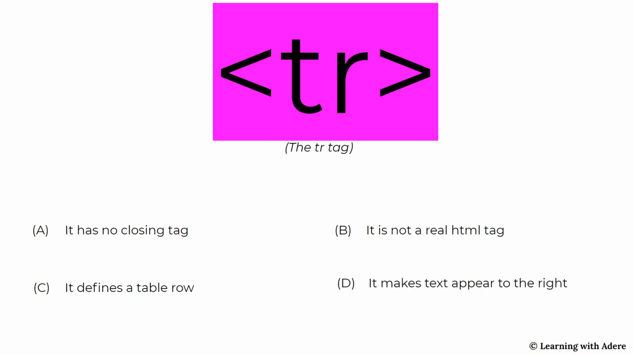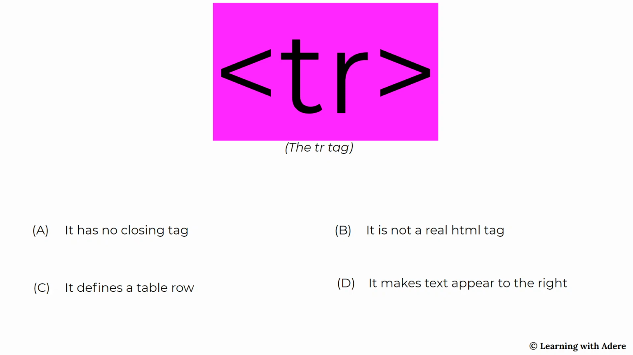Okay, on to the next one, the TR tag. Okay, option A is that it has no closing tag. Option B is that the TR tag is not a real HTML tag. Option C is that the TR tag defines a table row. And option D is that it makes text appear to the right.